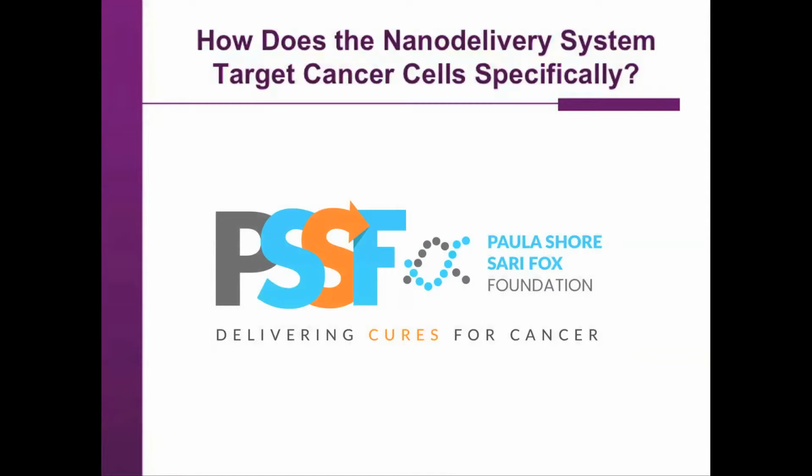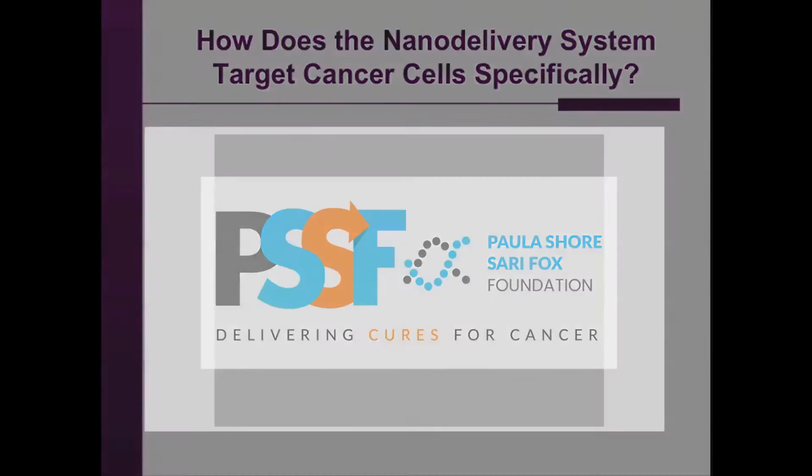How does the nanodelivery system target cancer cells specifically? The following 4 illustrations and photographs will explain and demonstrate how a system for delivering drugs, human genes, and other agents at a nanoscale, that is, at an extraordinarily submicroscopic scale, has been able to target and destroy cancer cells while sparing normal cells and tissues.